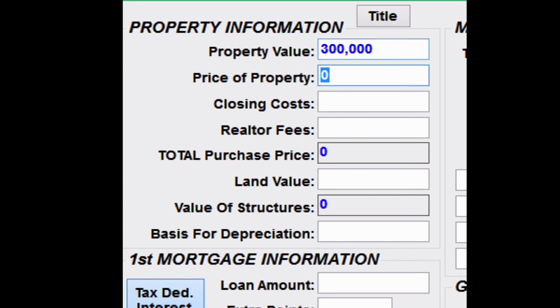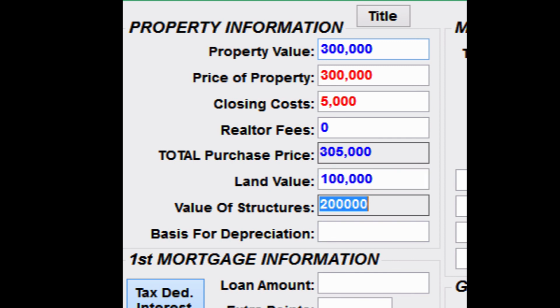So you could see if you were a good negotiator, you might pay less for something that's worth more. But we're not going to do that here. We're going to assume $5,000 in closing costs. Again, just an assumption, which gives us total purchase price that we have to come up with is $305,000.